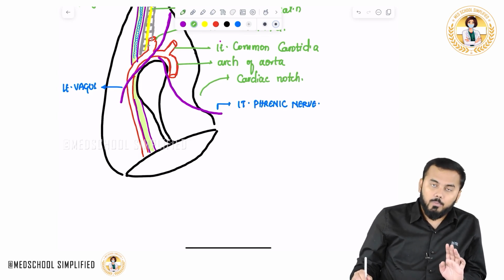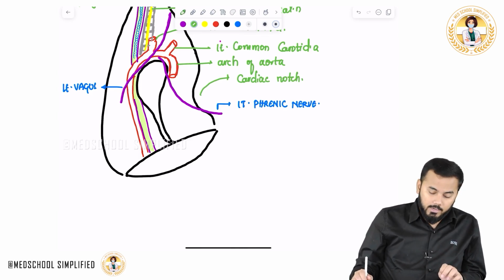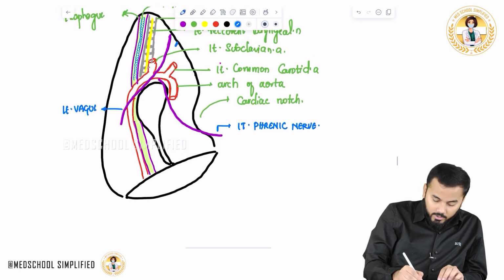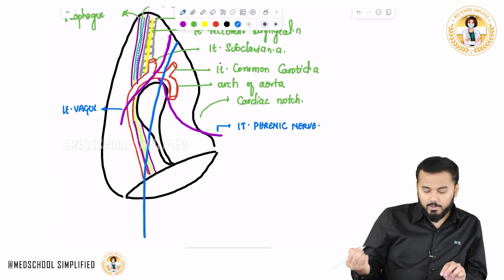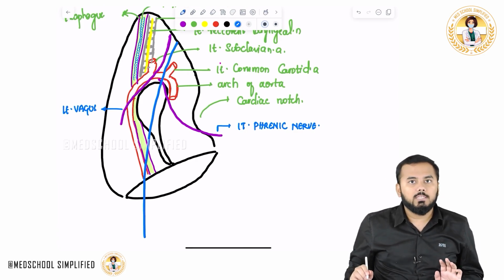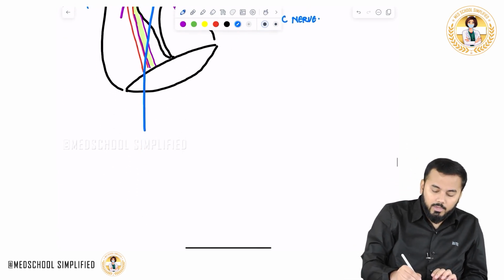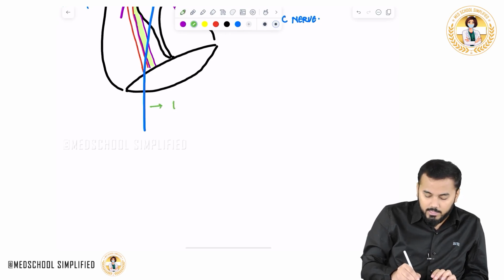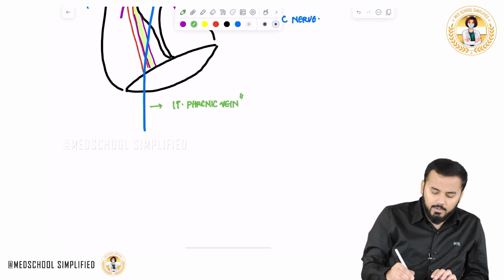Now one last important structure I want to tell you here is a blue color structure that is running all the way from the top till the bottom like this. This structure is called the left phrenic vein. What is this structure called? The left phrenic vein. I know it is very difficult, right?